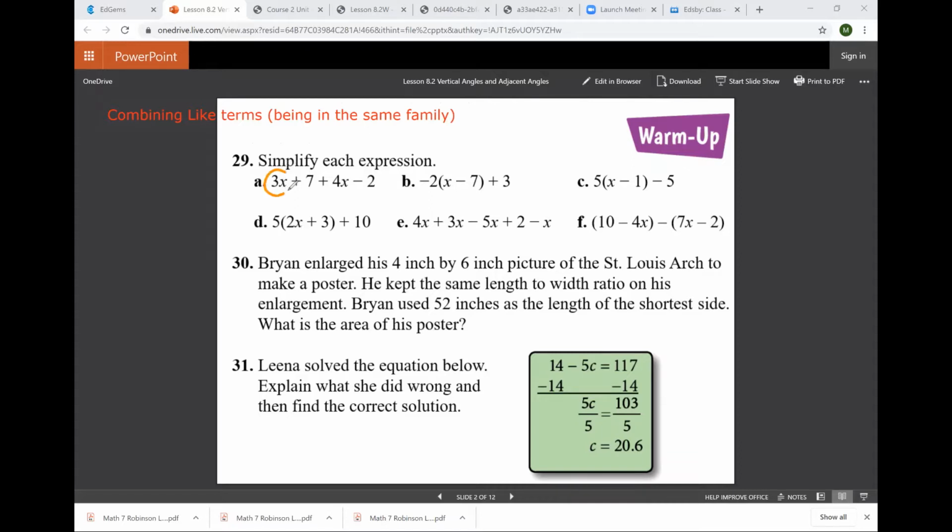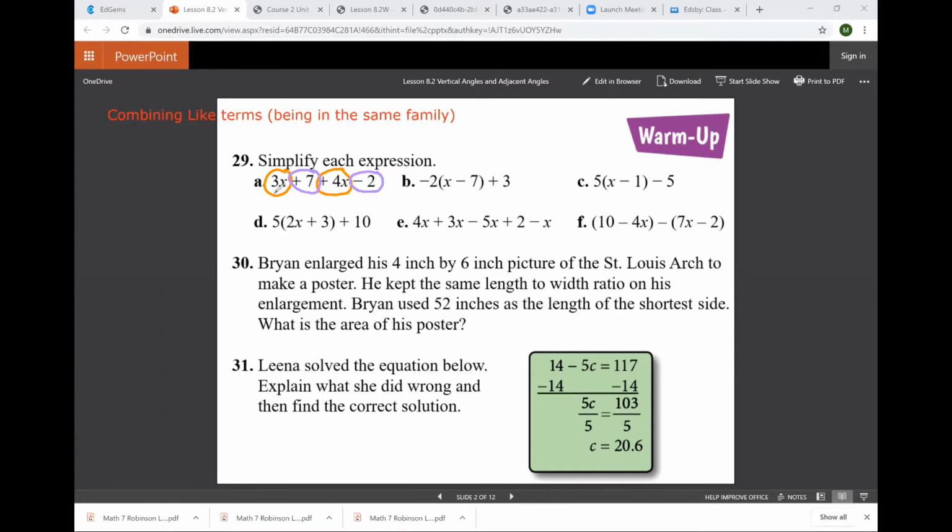So I can look here. I got 3x. I have a plus. Remember, I like to keep the sign with the number, a plus 4x. This 7 doesn't have an x, so I wouldn't put that in there. And this minus 2 doesn't have an x. So I'm going to use a different color for those, because both of those go in the same family because they're just numbers. They're constants. So now to simplify this expression, I put together the orange ones and I put together the purple.